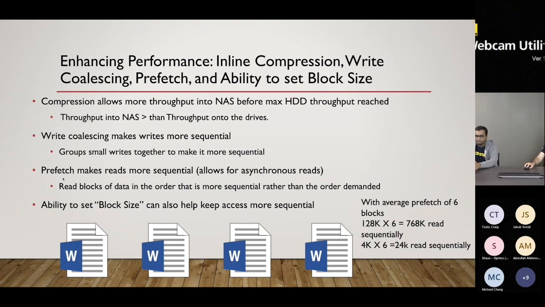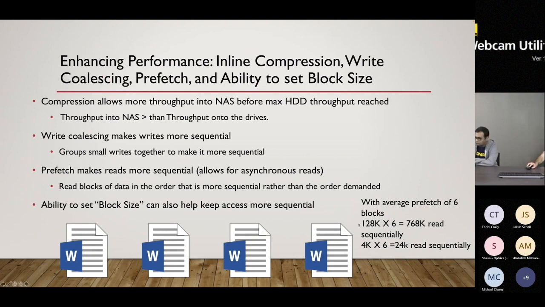Now the other thing to help keep it more sequential is the ability to set block size. If we go back to our prefetch example, imagine on average we're prefetching 6 blocks. How sequential that is might really depend on your block size. If you have a 4K block size and you're on average prefetching 6 of them at once, then 4K times 6 is 24K. So you're reading 24K sequentially before you jump to a different spot in the drives. 24K is not that much. It's really not that sequential.